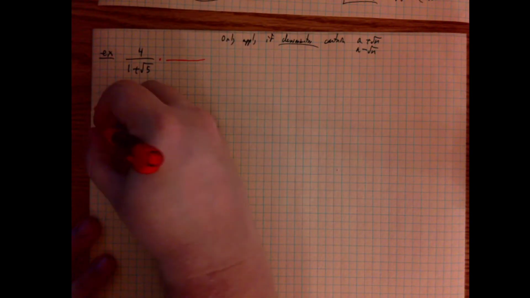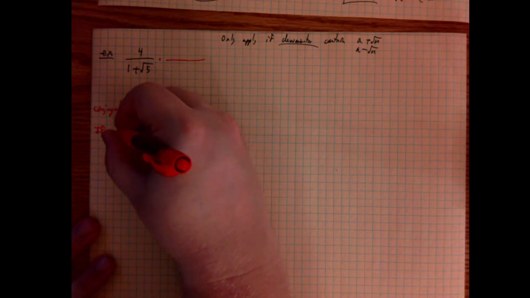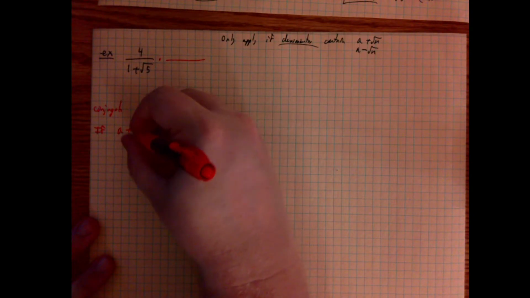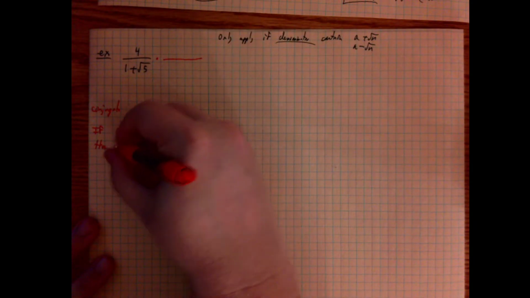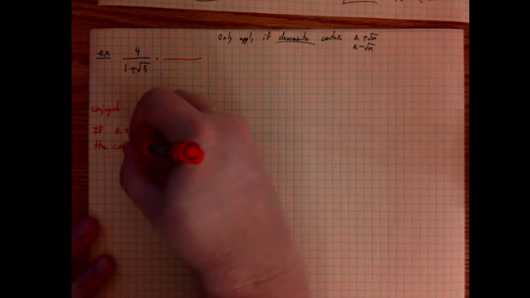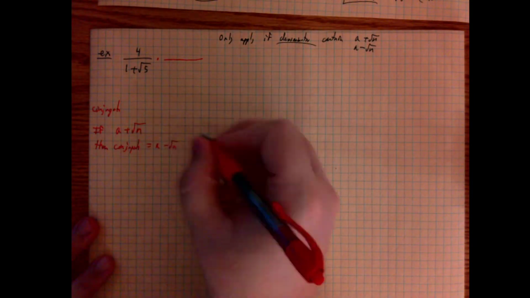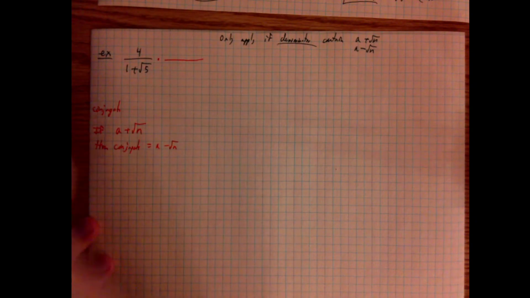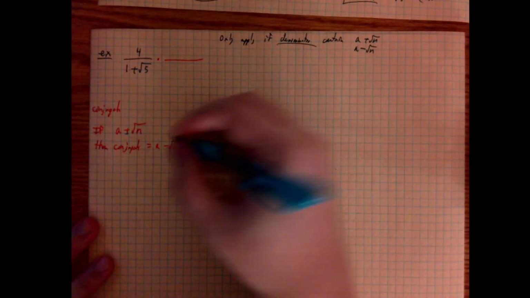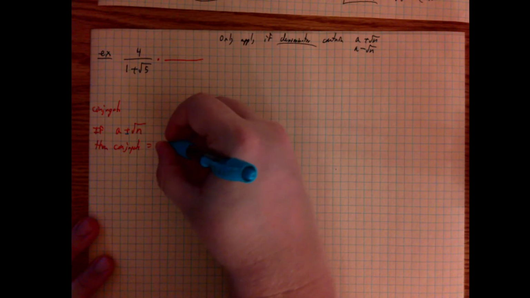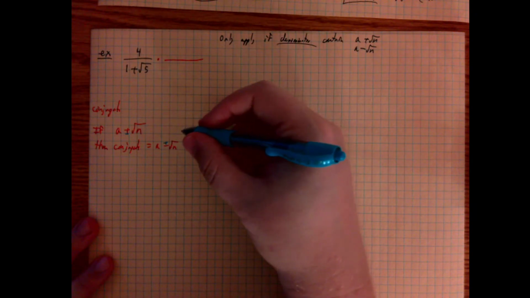And to write a conjugate, we say if you have the expression a plus the root of n, then the conjugate equals a minus the root of n. And this works both ways. So if it's a minus the root of n, we'd write a plus the root of n.